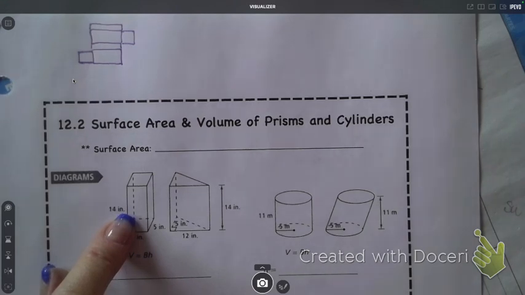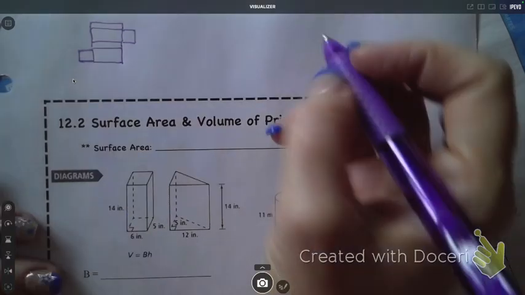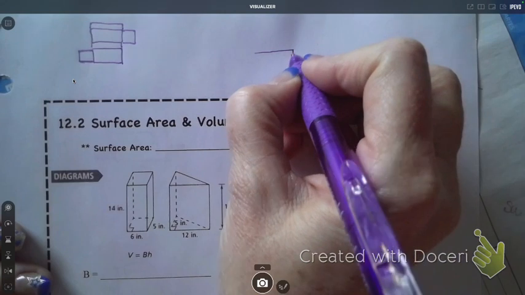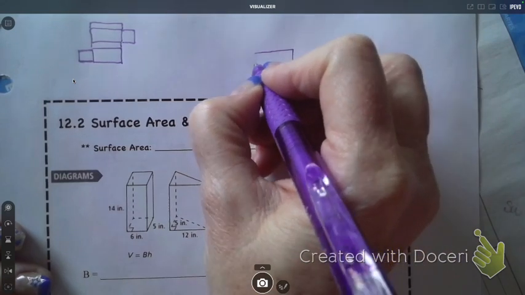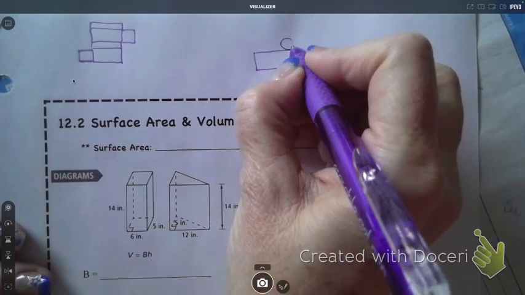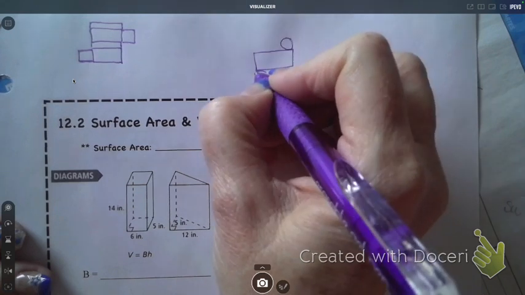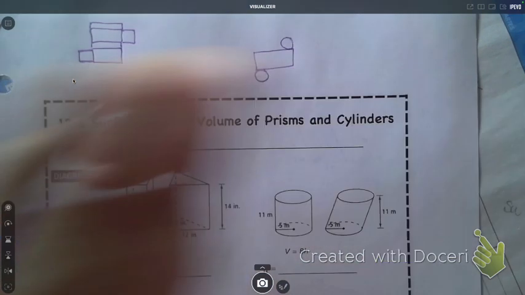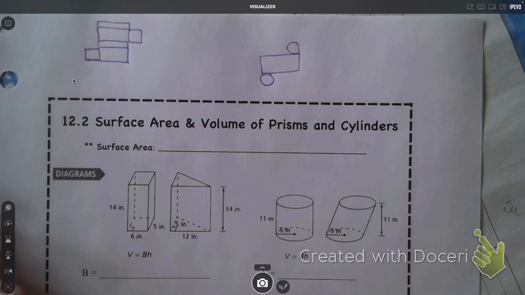How that worked? Okay, so a cylinder was a rectangle with a circle here and a circle here. Okay, and that made a cylinder. So those were nets. So what we're going to do is we're going to do surface area and volume. This is our surface area and volume unit of prisms, cylinders, and spheres. That is it. 3 things.